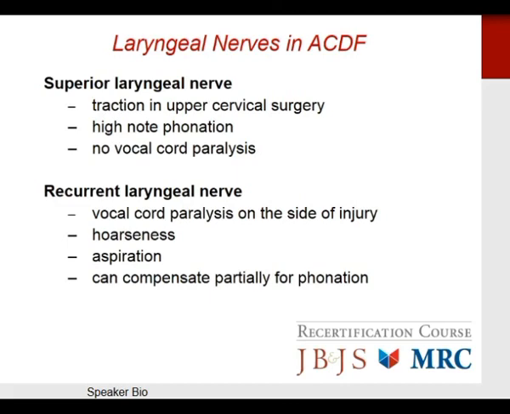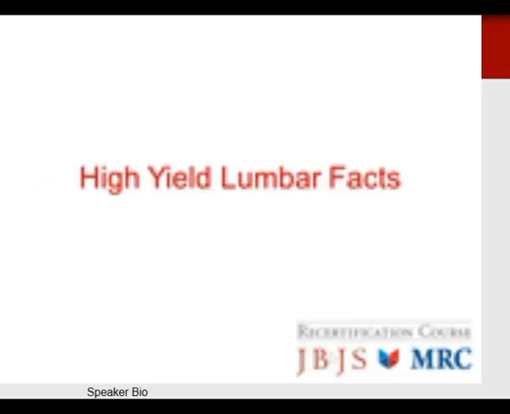Differentiating between superior laryngeal nerve and recurrent laryngeal nerves, remember that the superior laryngeal nerve has high phonation, but it does not innervate the vocal cord, whereas the recurrent laryngeal nerve injury results in vocal cord paralysis on the side of the injury. It can result in hoarseness, aspiration. The phonation can be partially compensated for. So recurrent laryngeal nerve results in vocal cord paralysis or adduction of the vocal cord on the side of the approach. Superior laryngeal nerve does not result in any vocal cord paralysis.